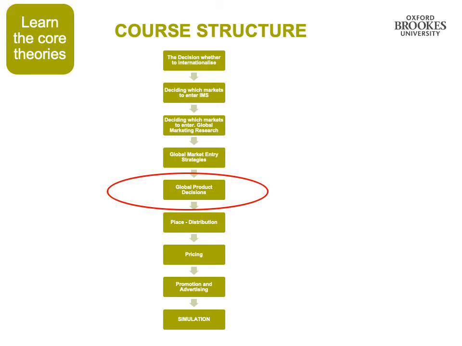In reviewing the course structure, we reflect on the previous 4 lectures. Lecture 1, the decision whether to internationalize. Lecture 2, deciding which market to enter, IMS. Lecture 3, deciding which markets to enter, global marketing research. Lecture 4, global market entry strategies. Lecture 5, global product decisions. The 4P Global Marketing Mix Strategy.